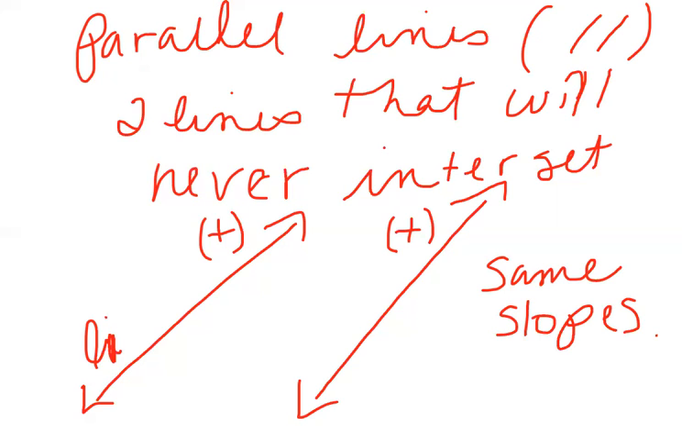Now, if I were to give you an example like this, let's say line number 1 had a slope of 3/4, and I were to ask you if line number 2 is parallel to line number 1, what would be the slope of line number 2? Line number 2 would have the exact same slope, 3/4. Just like that, okay?